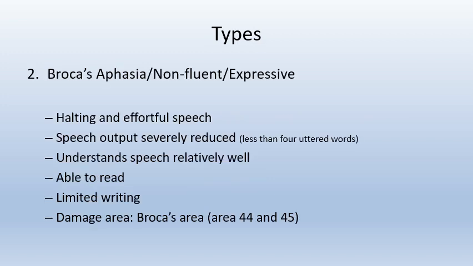Next type is Broca's aphasia, also called non-fluent or expressive aphasia. Because this area is associated with articulation of sound, muscles of articulation are involved.